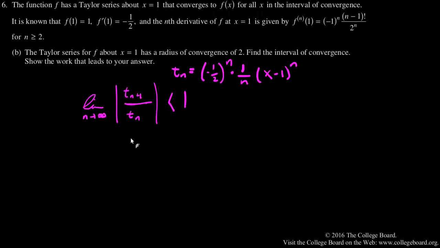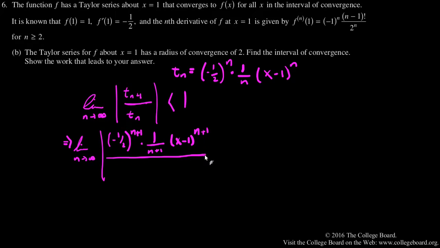And what we get from there is the limit as n approaches infinity of, in the numerator we have negative 1/2 to the n plus 1 times 1 over n plus 1 times x minus 1 to the n plus 1. In the denominator, we have negative 1/2 to the n times 1 over n times x minus 1 to the n. That has to be less than 1.